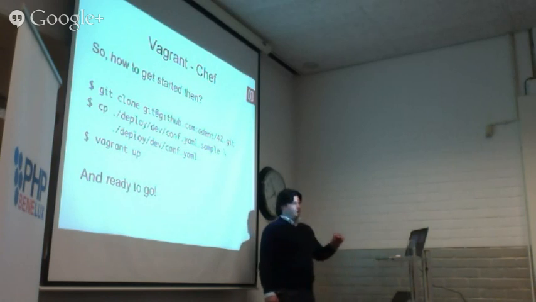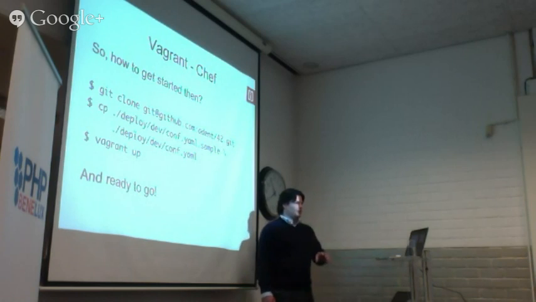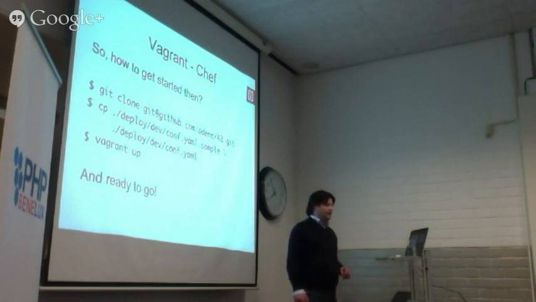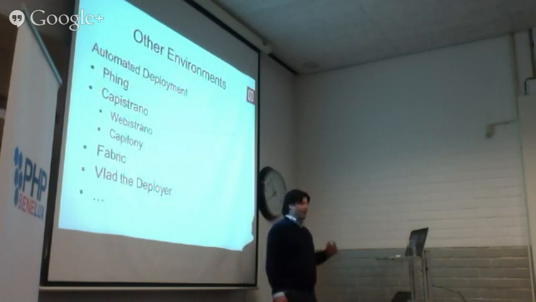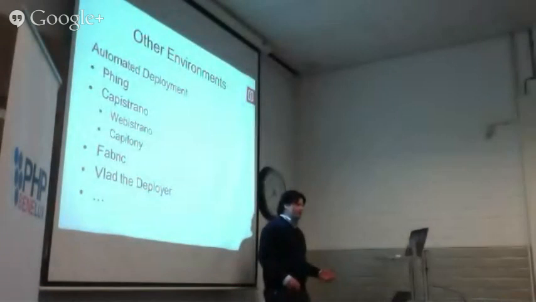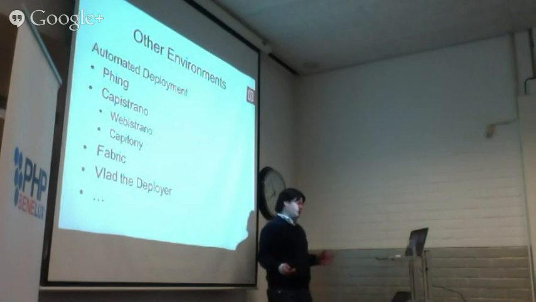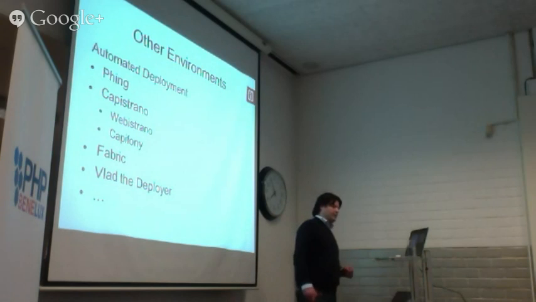So, once we've got a development image, ideally, we spread the exact same setup to our test, staging, or acceptance and production environments. For doing this, there are, of course, automated deployment tools. There are a lot of automated deployment tools: Phing, Capistrano, Webistrano, Capifony, both variants of Capistrano, Fabric, Flat Deployer, and probably a few more I forgot about.